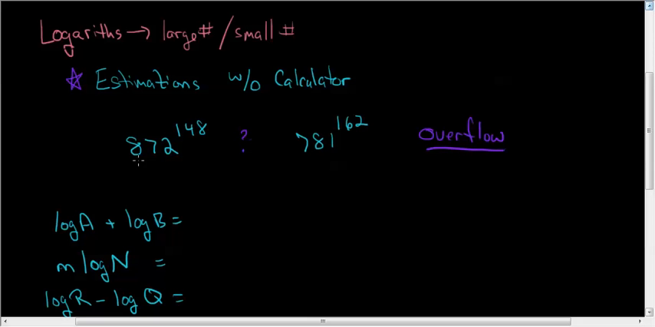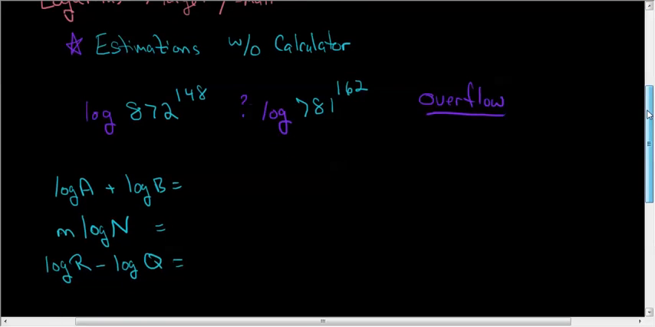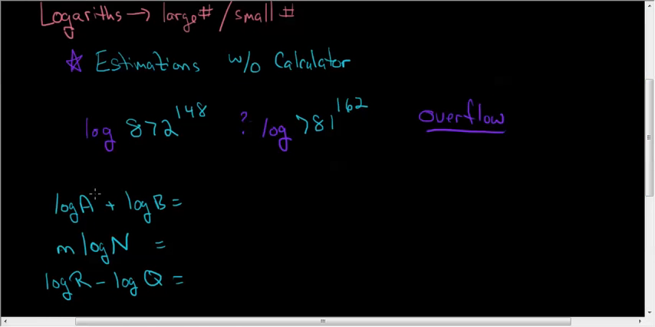So what we do instead is we change these very large numbers. We say, well, this now is the exponent that 10 must be raised to give us 872 raised to 148, and this is the exponent that 10 must be raised to. And from then we can figure out which one has the largest exponent, and that gives us the largest number. Alright, that's what logarithms are used for now, more than estimations.